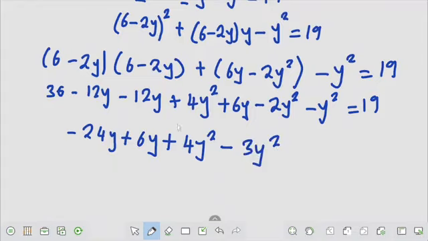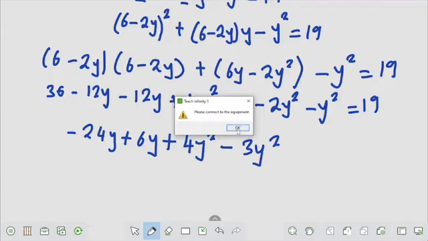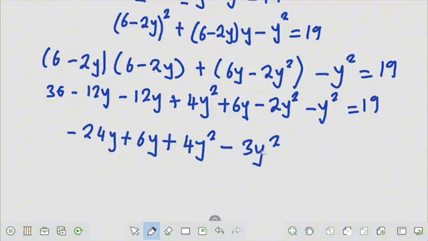I hope you have seen what I've done here. Negative 12y minus 12y is negative 24y, plus the like term, which is this one, plus 6y. I've put it here. Then plus 4y squared, I've written it here. Here we have negative 2y squared minus y squared. We can simplify this, which will give us negative 3y squared, which we have grouped with positive 4y squared. Then we say equal to 19 minus 36. I hope here it's clear.